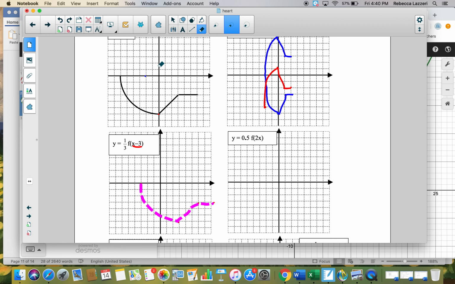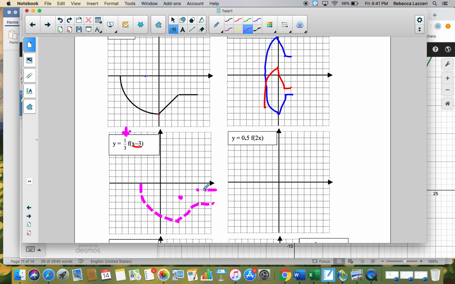Now it also has a 1/3. The 1/3 is on the outside, and so since the 1/3 is on the outside, it does exactly as it seems. And so it's going to take all of these points and divide them by 3. This one right here is 6 divided by 3, which is 2. -6 divided by 3 is -2. This one is -3 divided by 3, which is -1.